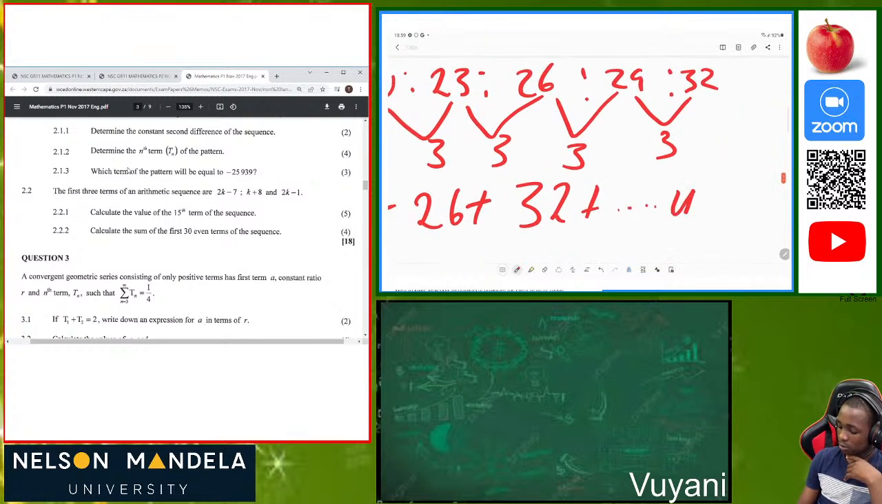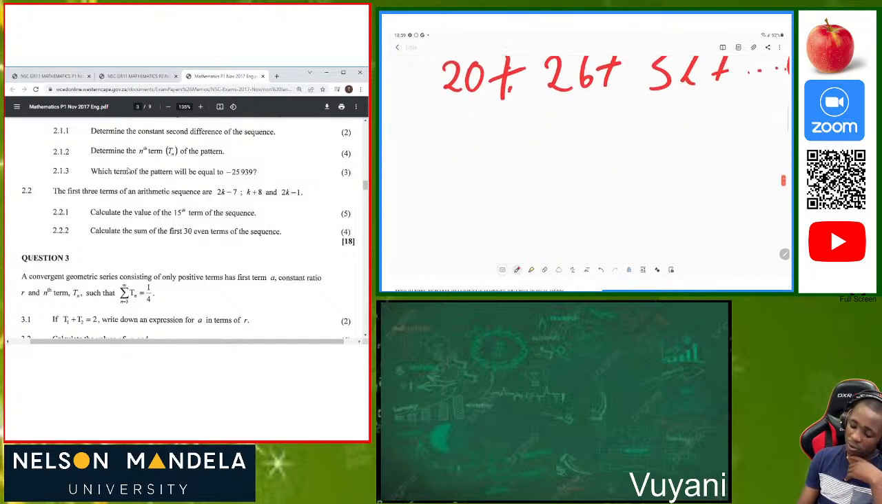So up to 30 terms. Okay, we want the first 30 even numbers. So up to 30 terms. So what do we do here? We use our formula for calculating Sn.